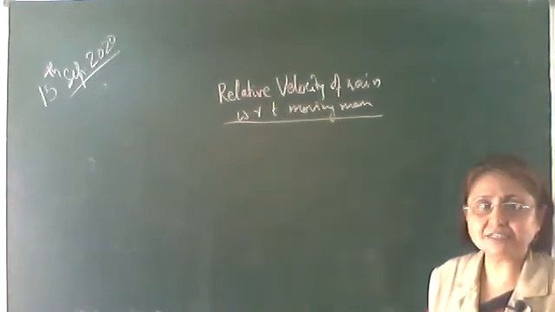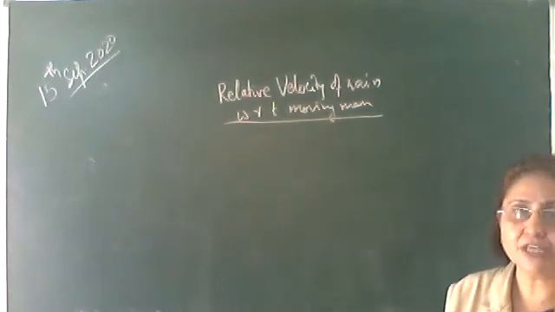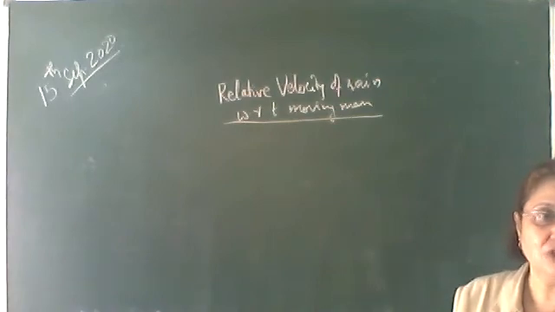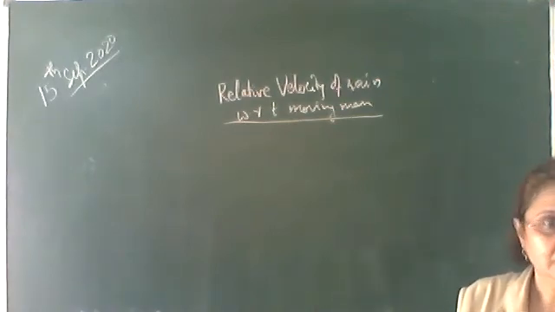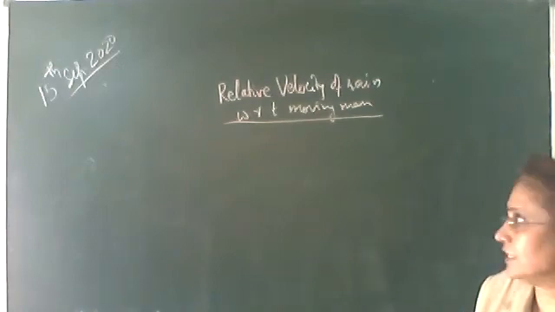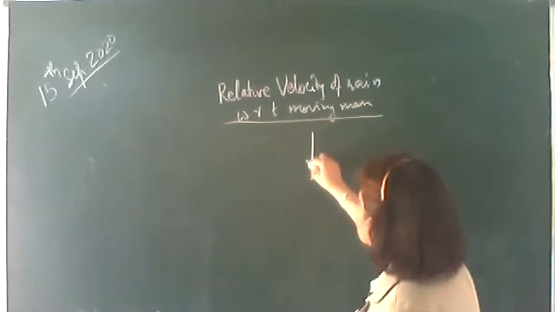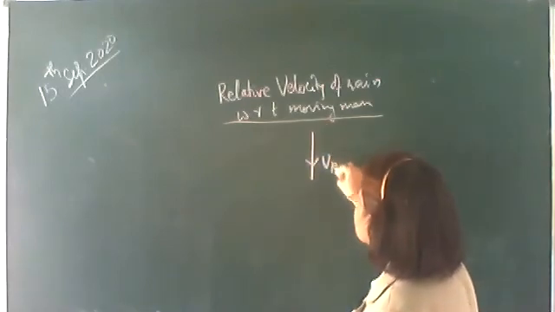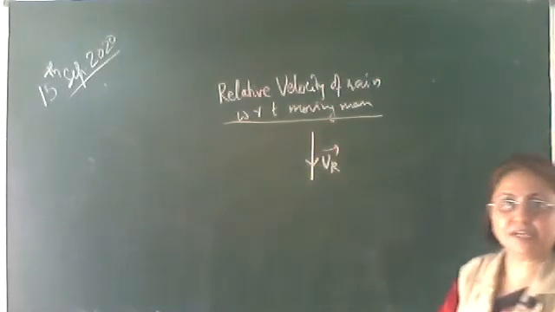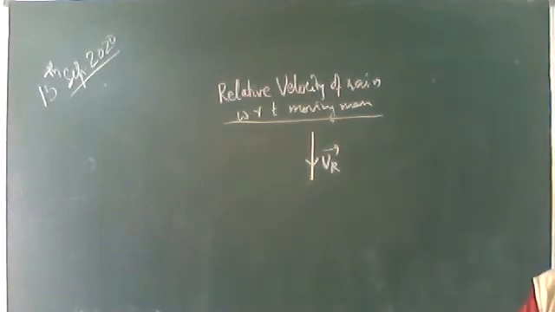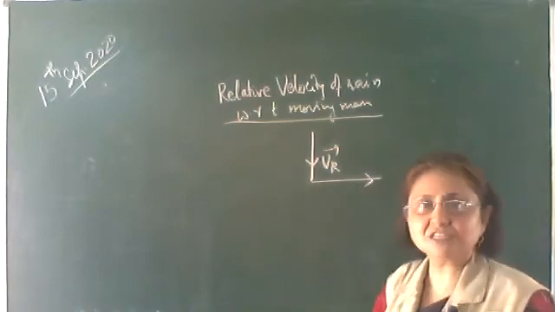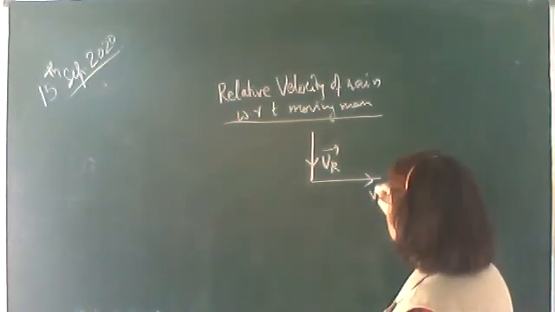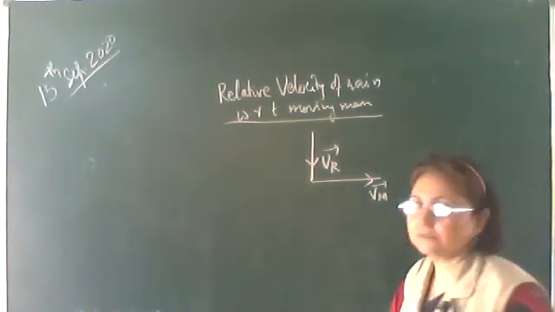Now here we consider that the rain is falling vertically downwards. Vertically downwards means no wind is blowing. If the wind is blowing, the direction of the rain will not be vertically downwards. So no wind, no other force. The rain is falling vertically downwards. This is the velocity of the rain in the downward direction. And let the man be moving. Let us assume that he is moving towards right. This is the velocity of the man.